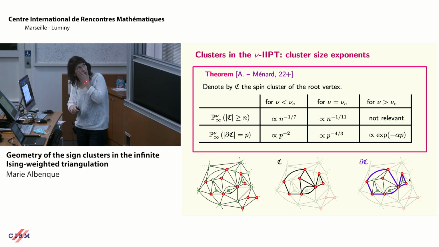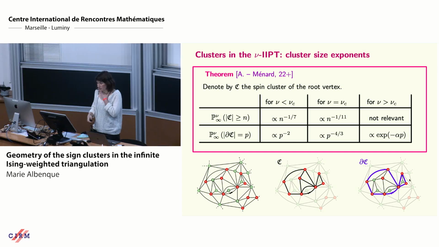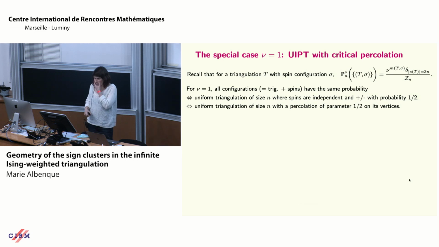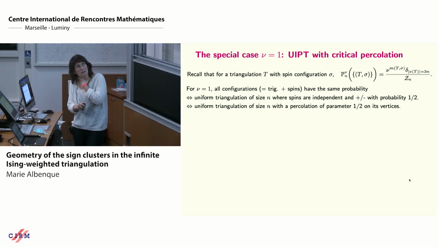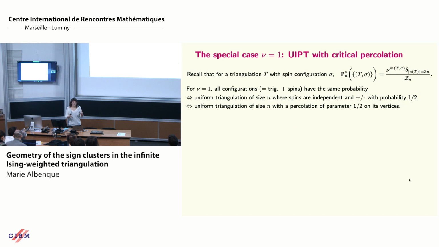Before giving you some idea of how we can prove such results, I want to spend one slide on the special case nu equal 1. For nu equal 1, recall that the probability distribution I consider is this one. When nu equal 1, these terms basically disappear, and you see that every triangulation of fixed size with any given spin configuration is sampled with the same probability. In other words, you sample a uniform triangulation where each spin is +1 or -1 independently of the others with probability 1/2. It's really a percolation of parameter 1/2 on the random uniform triangulation.